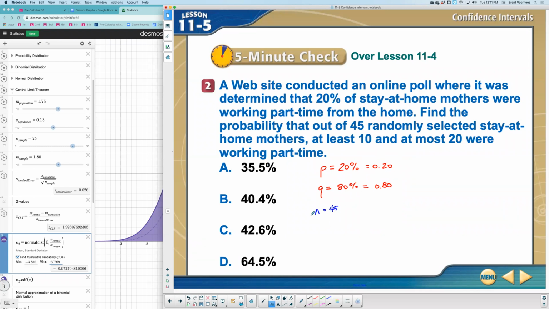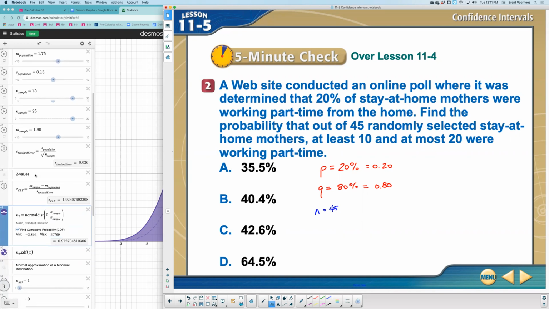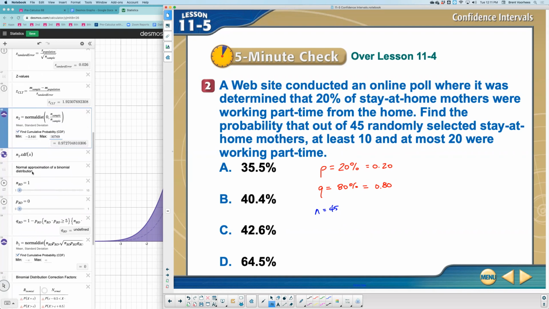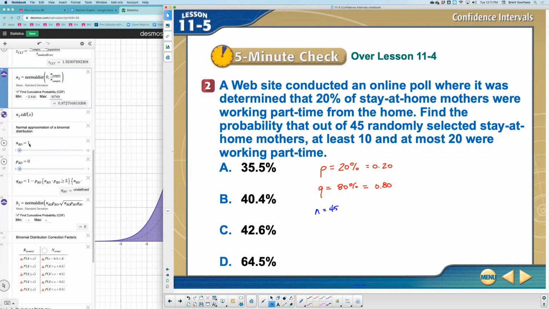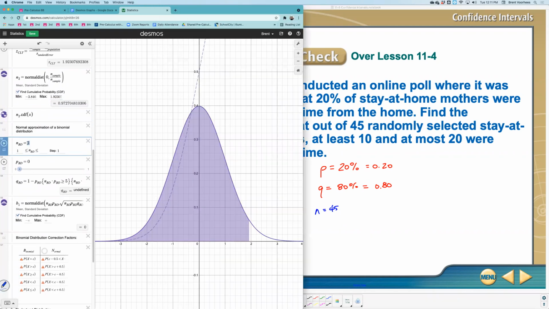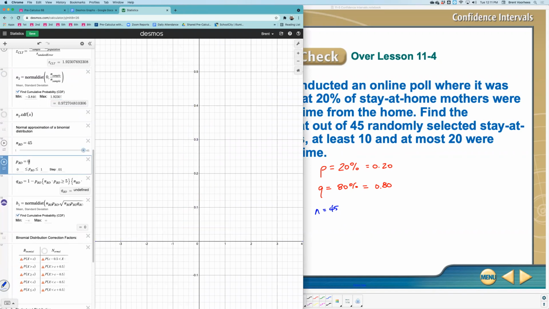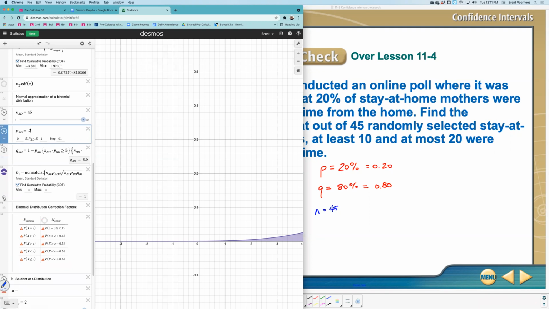Now, when we do a binomial approximation, there is a conversion, which we talked about last class. What I'm going to do here is go down to this normal approximation and type in our values. We said that n is 45 here, and I'm going to turn this one off for a moment. The probability is 0.20, and so this automatically came up with the probability of failure at 80% or 0.8. And now we have this binomial distribution.